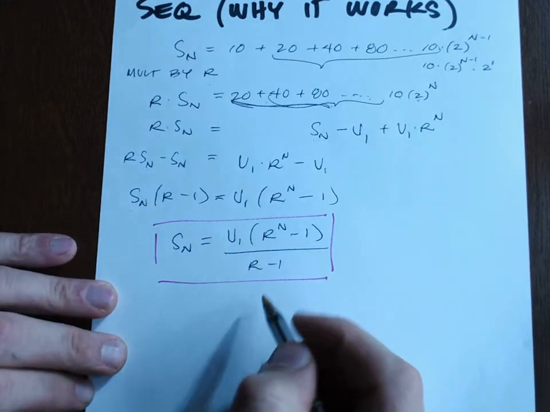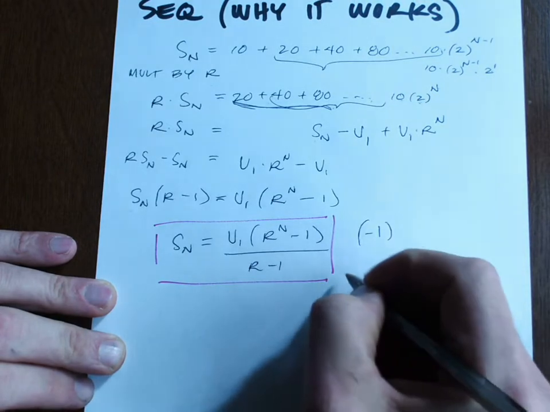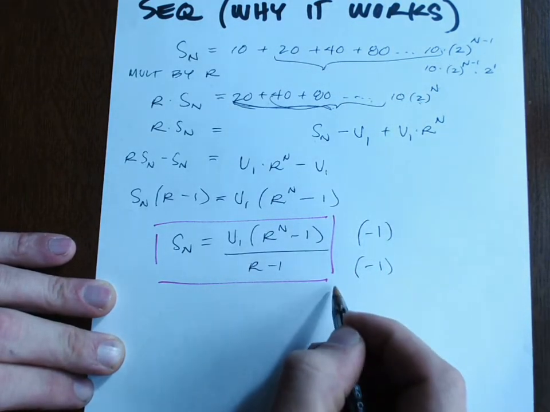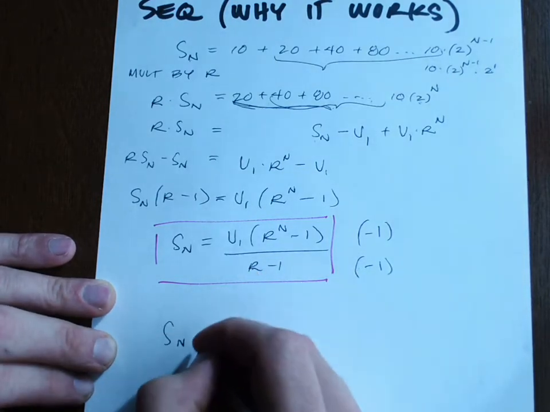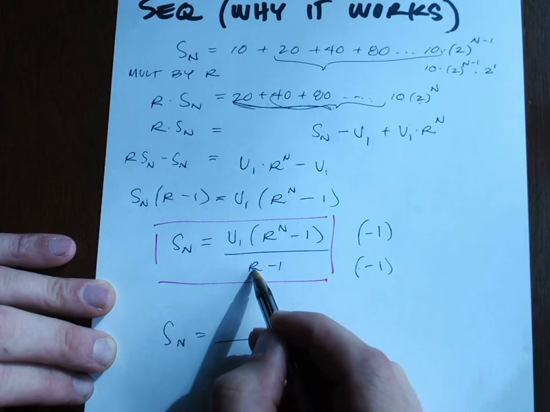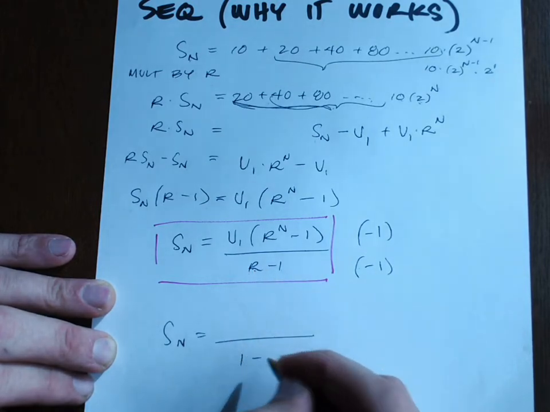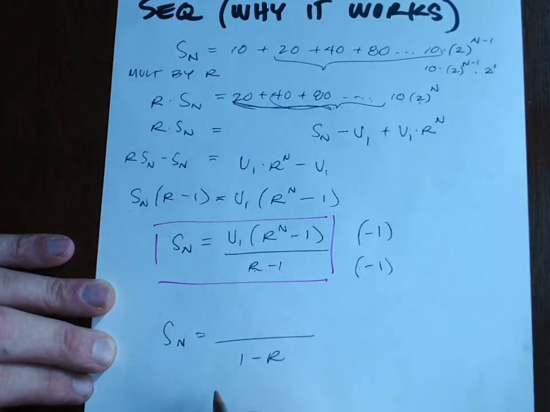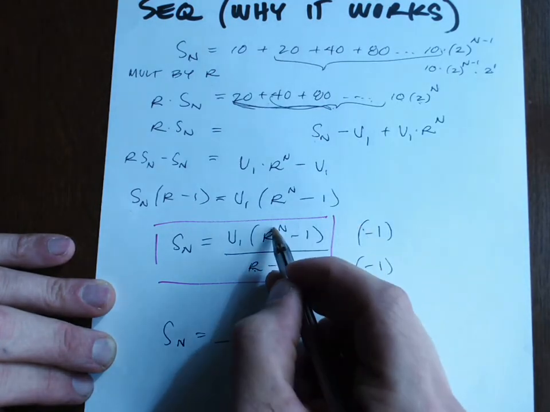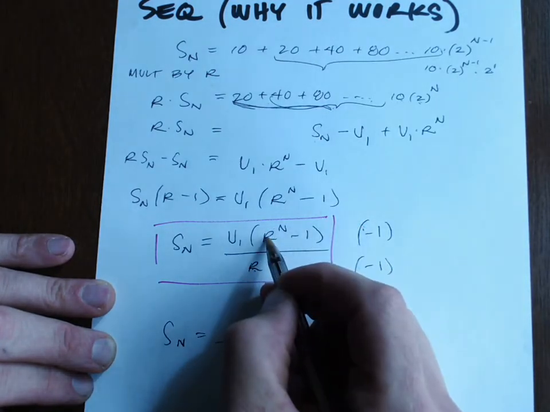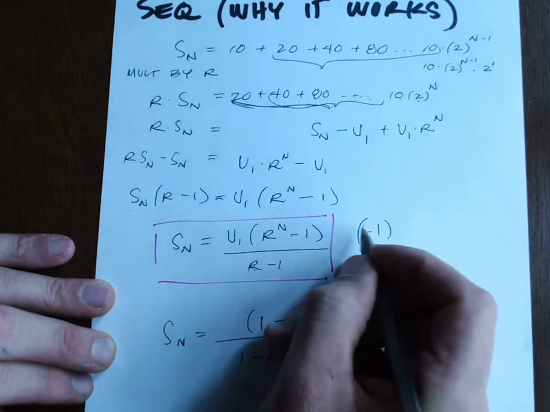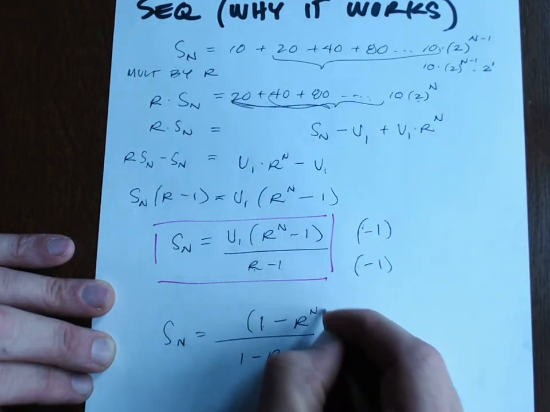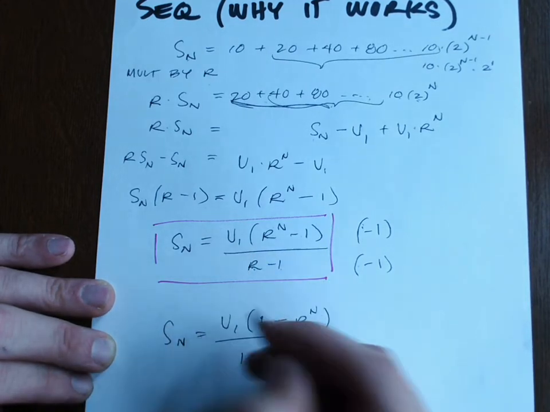Now there's an alternate version. If you multiply the top and the bottom by -1, say for example we do the bottom first, the r would become negative and the 1 would become positive, otherwise 1 minus r. In the top here, let's distribute this -1 into this parenthesis: -1 times -1 is +1, and -1 times r to the n is -r to the n. Okay, and then u1 is going to stay there.